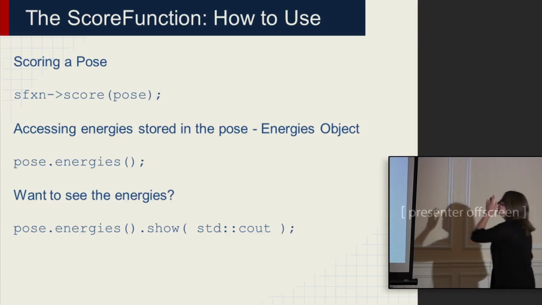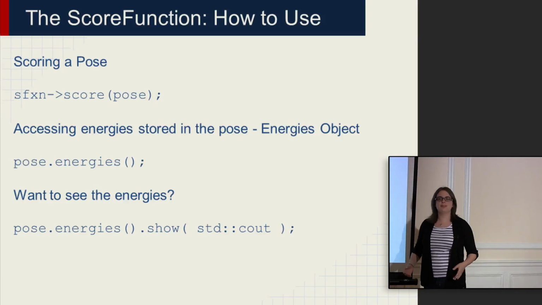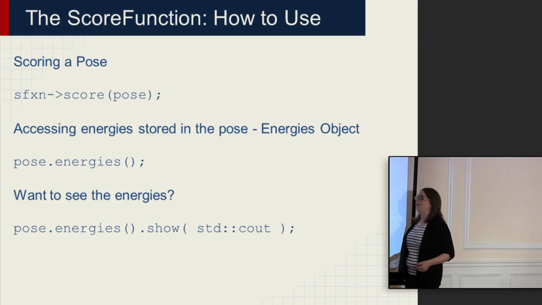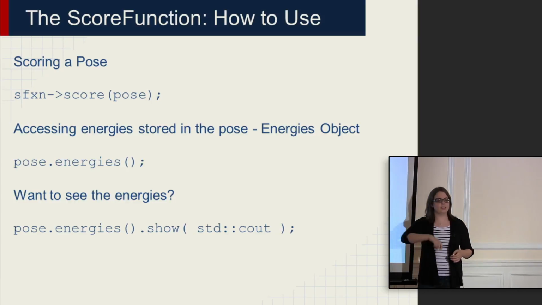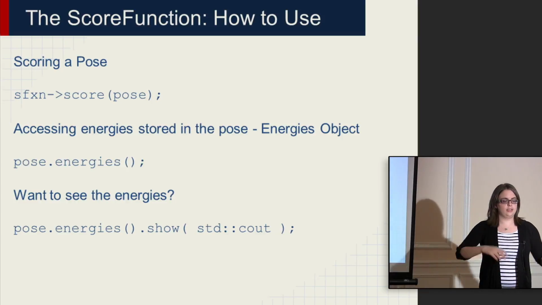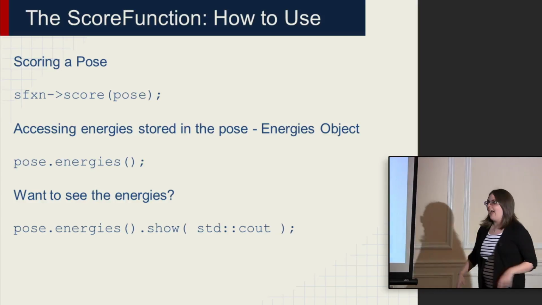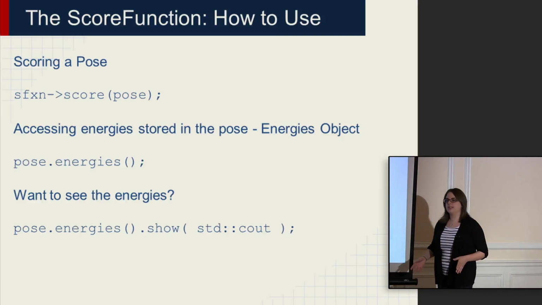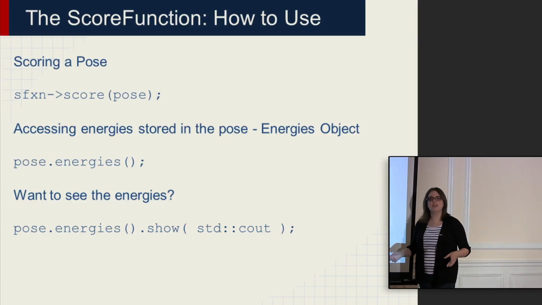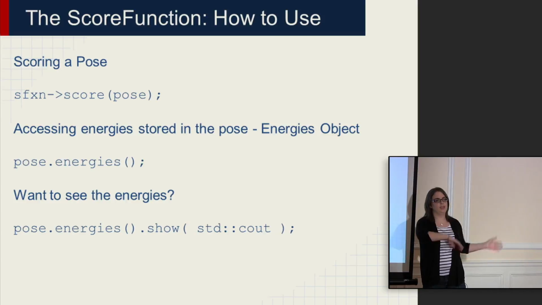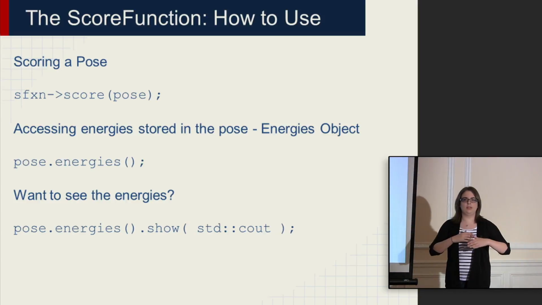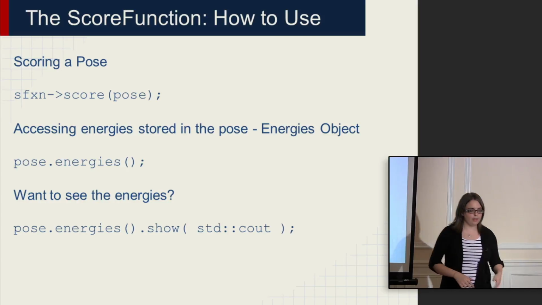Other things to know about the score function: to actually score a pose, which is probably the most relevant operation, you can just call the score method, and it takes a pose and will store the energies in the energies object. To access those energies, there are a lot of ways to do it. One way is to call pose.energies. You can usually access individual energy terms, and you can also print them out using pose.energies.show. That's another way if you're just running an application and you want to see the resulting scores in the intermediate, instead of printing out to a score file.